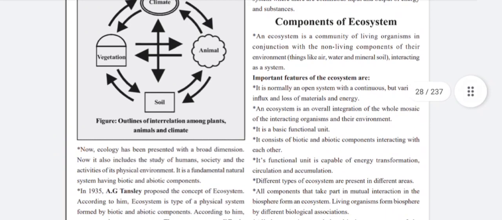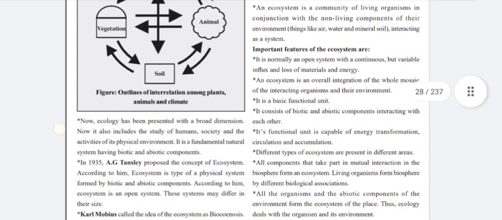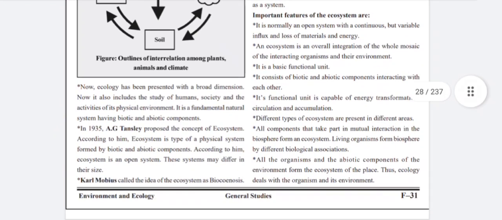Components of an ecosystem: an ecosystem is a community of living organisms in conjunction with the non-living components of their environment, things like air, water, and mineral soil, interacting as a system. Important features of the ecosystem are: it is normally an open system with a continuous but variable influx and loss of materials and energy. An ecosystem is an overall integration of the whole mosaic of interacting organisms and their environment. It is a basic functional unit. It consists of biotic and abiotic components interacting with each other. It is a functional unit capable of energy transformation, circulation and accumulation.